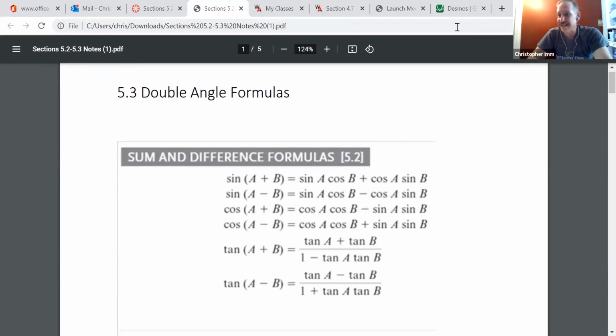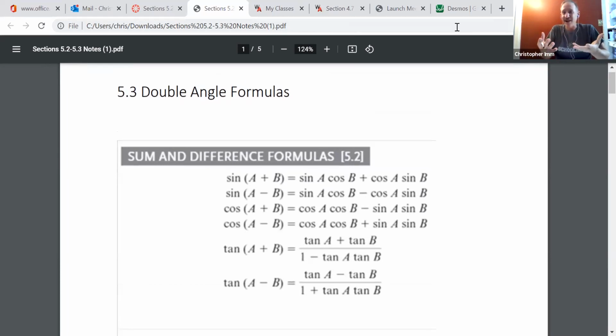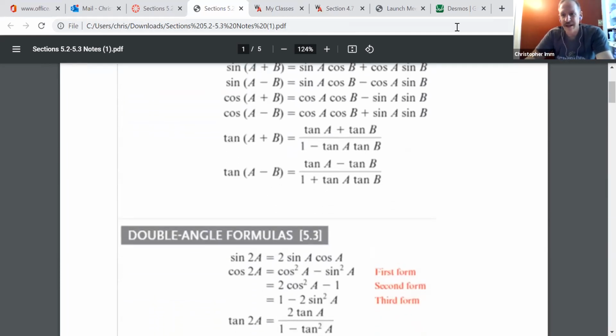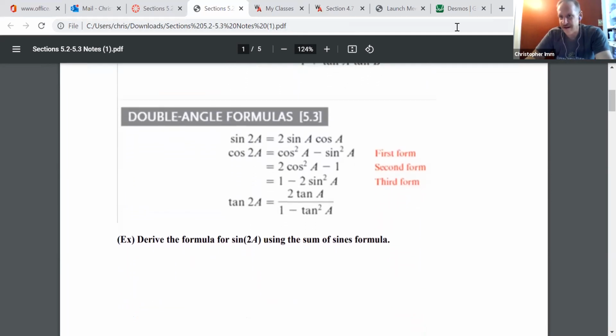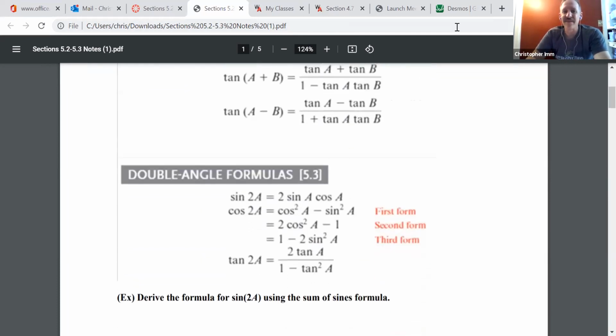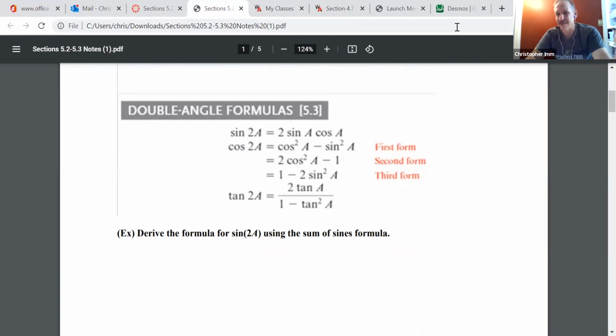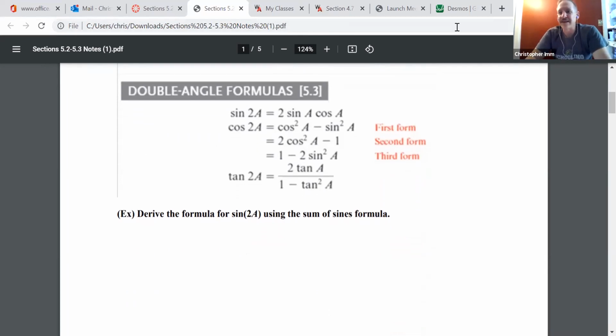In 5.3, we're going to be talking about, hey, what if we take an angle and double it and put it in there? So I'm going to try to find the trig functions of a double angle. And so we will derive some of these. They're pretty easy to derive actually from these ones up here. So we will derive at least sine there, by using those sum and difference formulas. But notice here that sine of 2 times an angle has only one form. Cosine has 3 forms. So when you're looking at cosine of 2 times an angle, you have 3 choices and all of them are equivalent.